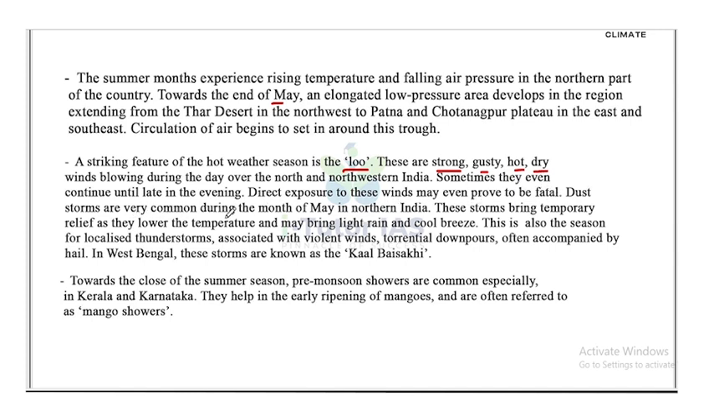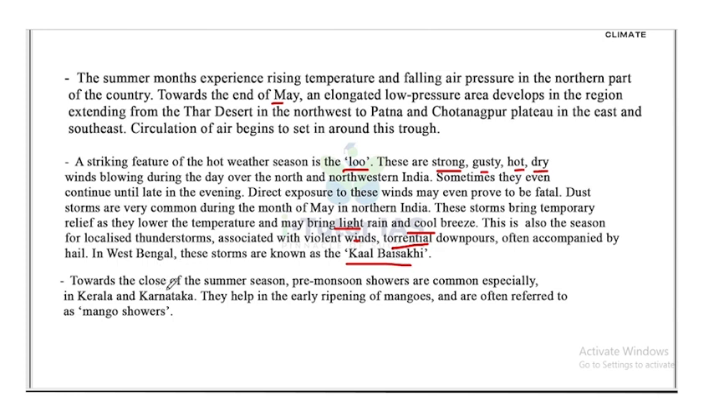Dust storms are very common during the month of May in North India. These storms bring temporary relief as they lower the temperature and may bring light rain and a cool breeze. This is also the season for localized thunderstorms associated with violent winds and torrential downpours, often accompanied by hail. In West Bengal, these storms are known as Kal Baishakhi.